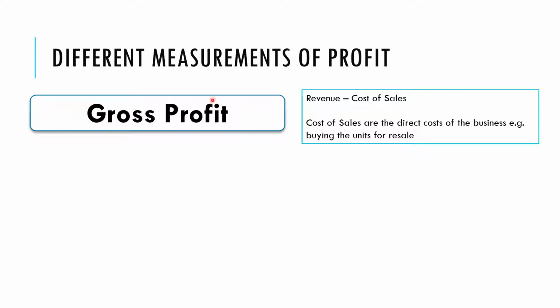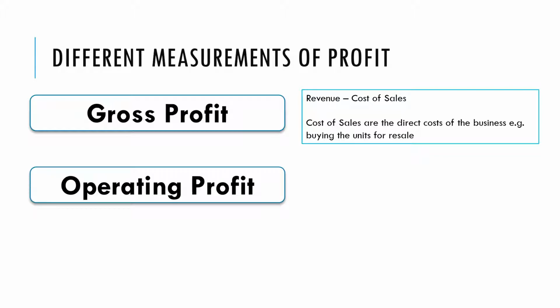Gross, it's kind of large. It's like saying how much have they made just from the core activity of that particular business. What is it the business really does? How much profit do they make from doing that activity? Our next type of profit is operating profit.